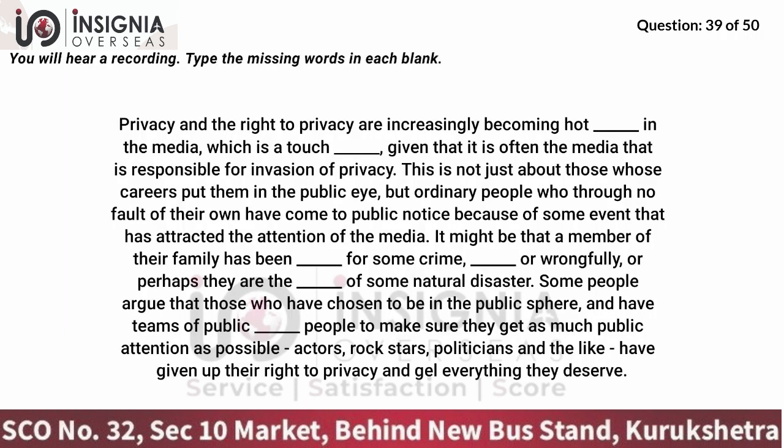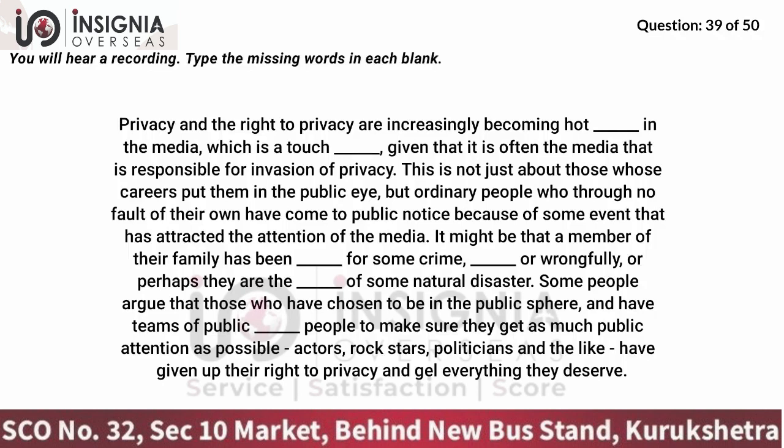Privacy and the right to privacy are increasingly becoming hot topics in the media, which is a touch ironic, given that it is often the media that is responsible for invasion of privacy. This is not just about those whose careers put them in the public eye, but ordinary people who, through no fault of their own, have come to public notice because of some event that has attracted the attention of the media. It might be that a member of their family has been imprisoned for some crime, rightfully or wrongfully, or perhaps they are the victims of some natural disaster.